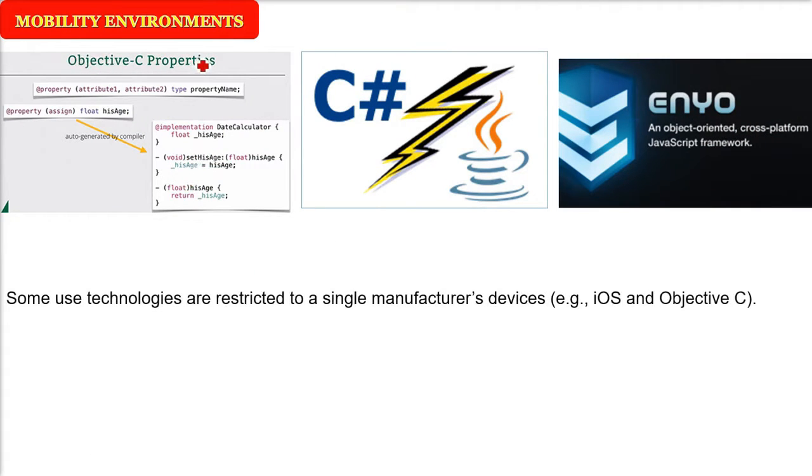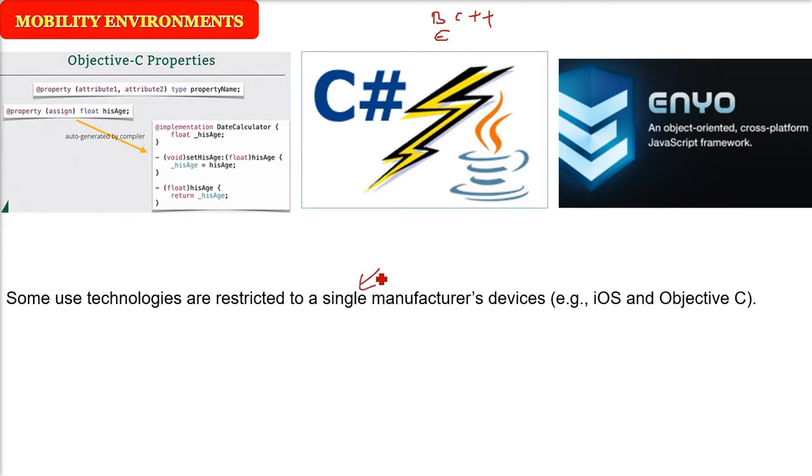Mobility environments. Whenever we develop a mobile application, there are different devices, different platforms, different companies. For example, in normal programming, we are using Borland C++, Eclipse, NetBeans, Visual Studio. The list is endless. But we are talking about the mobility environment, or development environment, for mobile apps.